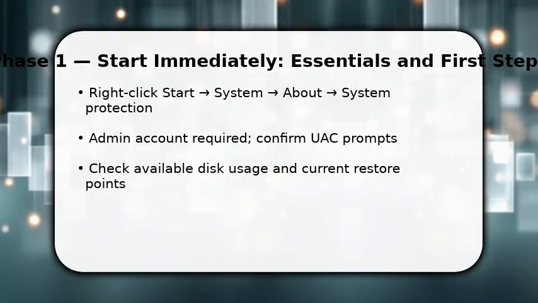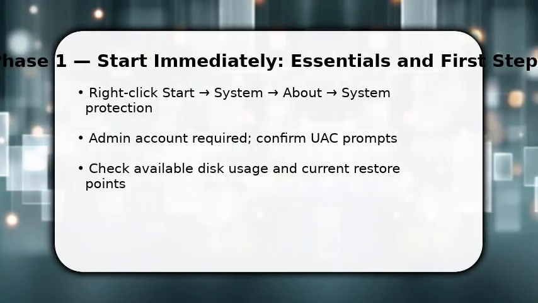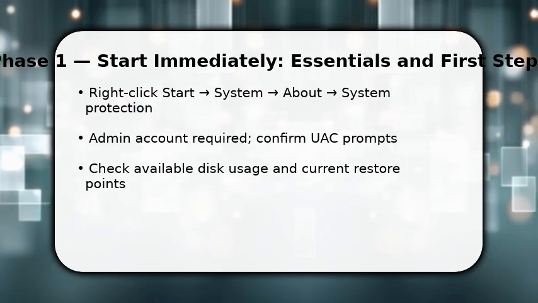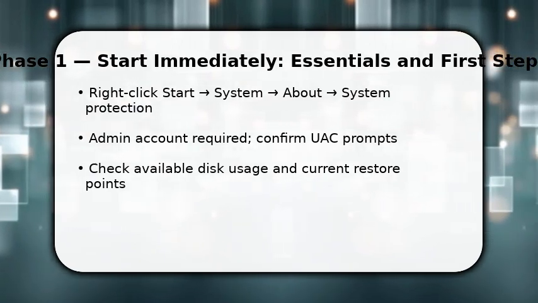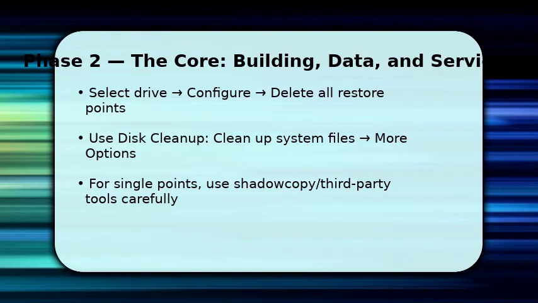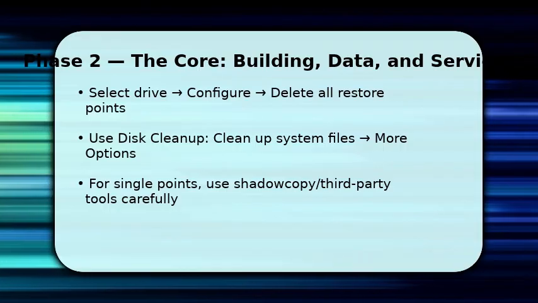This step shows you which drives keep restore points and how much disk space is allocated, so you can safely choose where to act next. Next, remove restore points from the selected drive. In the System Protection dialog, pick the drive and click Configure, then choose Delete to remove all points for that drive. This frees space immediately.